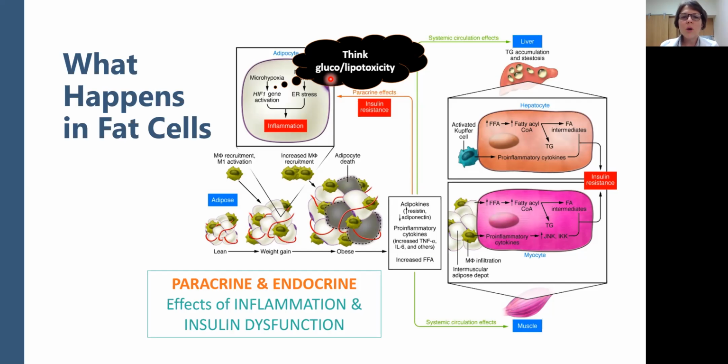So I've got glucose and lipotoxicity. I've got too much sugar coming in and too much fat coming in. So initially, I was a lean person, and then I started to gain weight. And as I gained weight, you can see these fat cells. They're called adipocytes or fat cells. They start to get bigger than they were, and they start to become more in number.